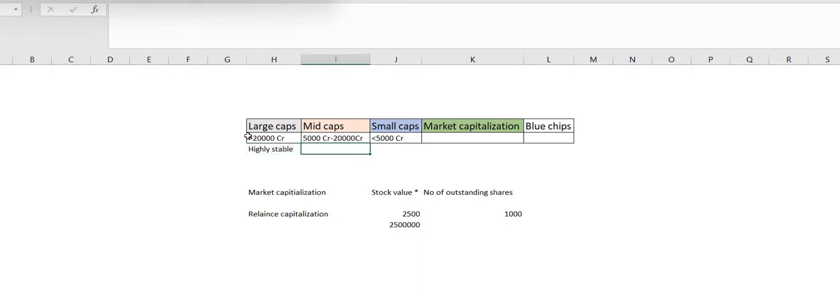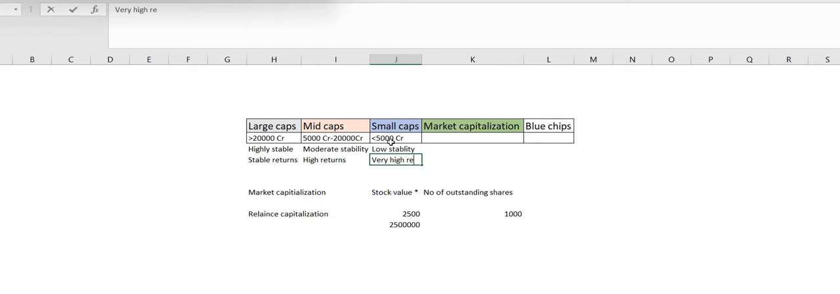Again, it is not a general statement, it depends at the stock level, but at a very high level, we can say these companies are highly stable, and these would give stable returns when you invest in their stocks. Mid caps have moderate stability, and would give even better returns, high returns I would say, compared to large caps. Small caps are low stability companies. The stability is very low, but very high returns.